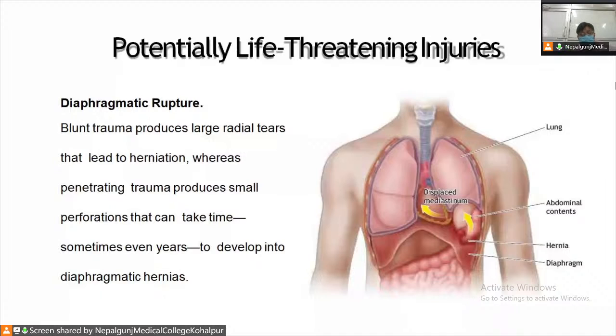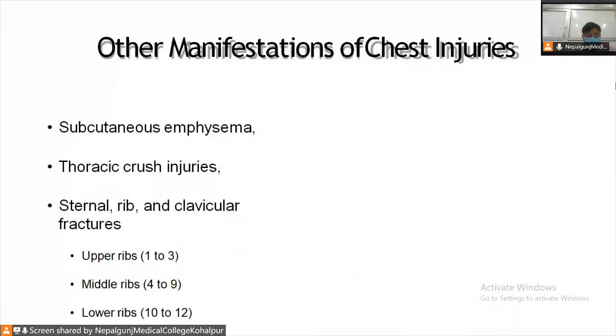Now, diaphragmatic rupture is also a condition. What happens is there is herniation of the bowel into the chest, such that it will compress the chest space. Again, this will have similar symptoms to respiratory depression. Now, subcutaneous emphysema, thoracic cross injuries, and fractures of the upper, middle, and lower ribs, according to the numbering that we see, may cause contusion of the ribs and lung, so that gas exchange is affected.